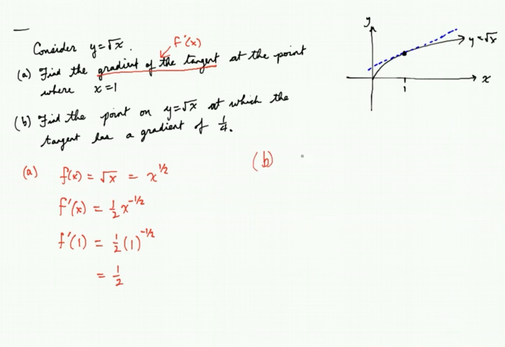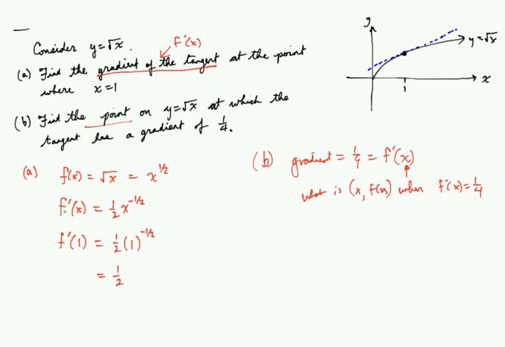To find this, it's basically saying if the gradient is 1/4, then that's the same value as f prime of x, isn't it? So it's saying, what is the x value? What is the x and y value? Really, we're asked to find x and f of x, right? Because that's the point. What is x and f of x when f prime of x is equal to 1/4? So that's really what we're asked to find.